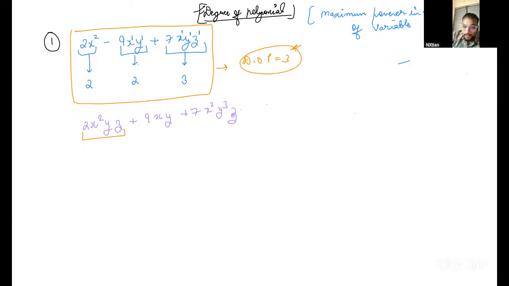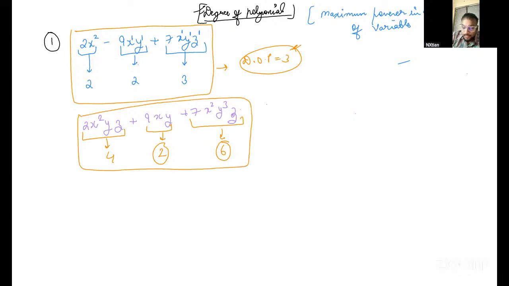Four. First tell me each term's degree. So what is this? 4. Yeah, this? 2. Yeah, this? 6. So what is the maximum degree? No, maximum. 6. Yeah, so the degree of polynomial will be 6. Okay, the maximum is basically the degree of polynomial. So the maximum I'm getting is 6, so it will be 6. Okay, understood everyone?